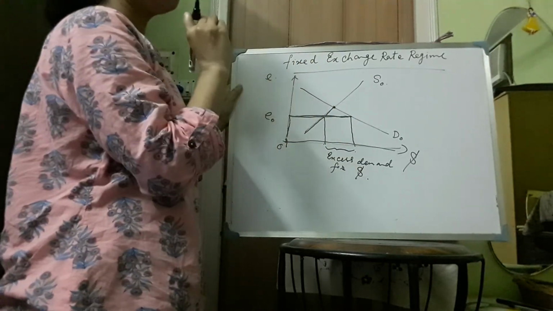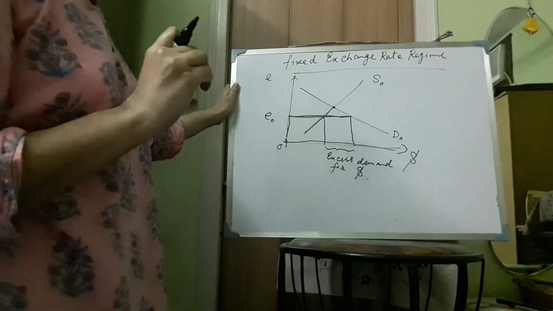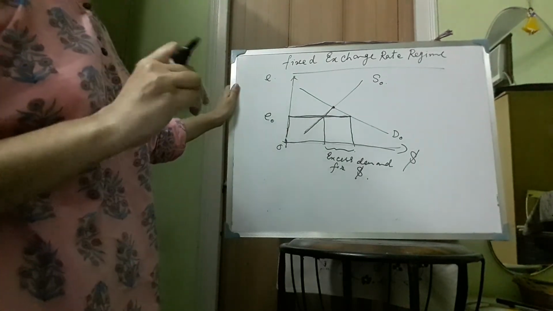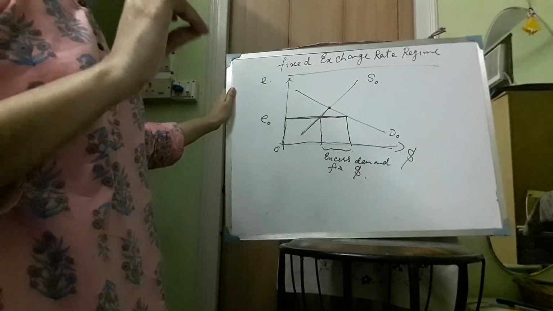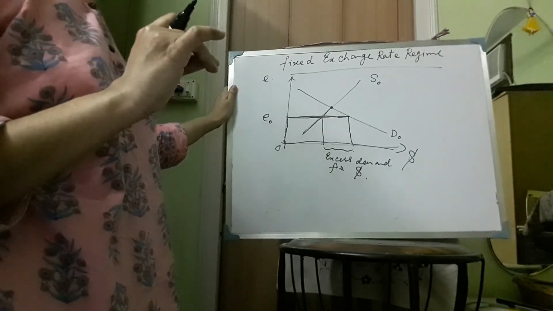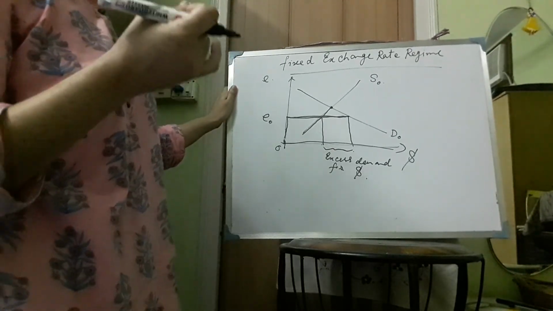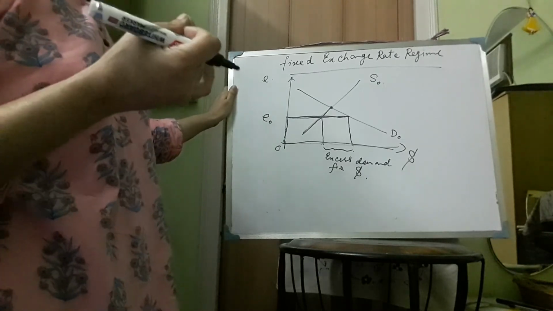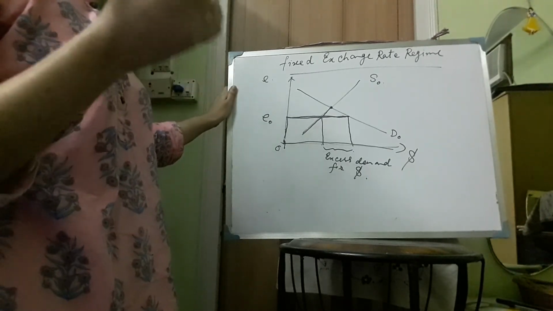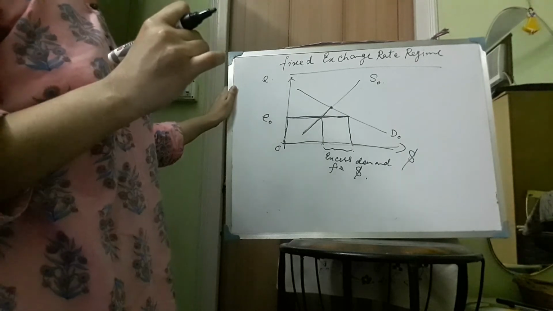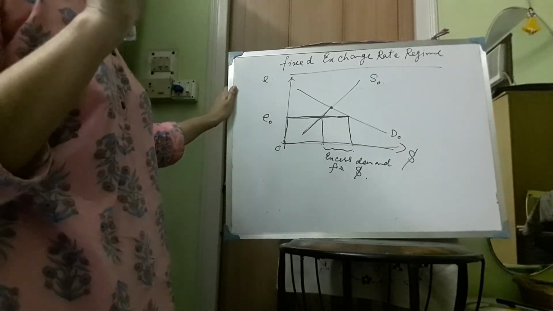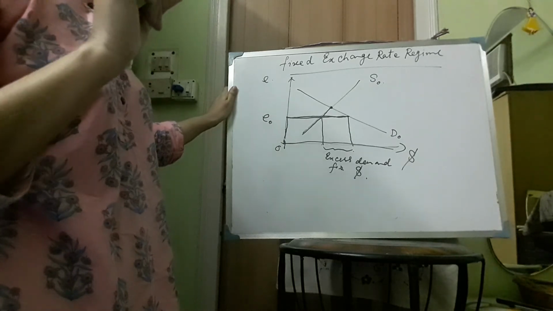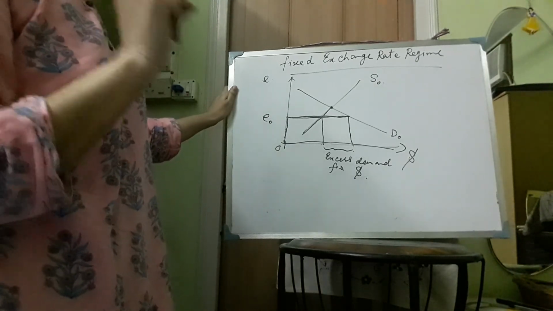But if we are in the floating exchange rate regime, then there is no question of excess demand or excess supply of dollar, because the demand for dollar is always equal to the supply of dollar. Under the floating exchange rate regime, demand and supply of dollar will be equated, and at the equilibrium point the equilibrium exchange rate will be determined. But here it is not the case.